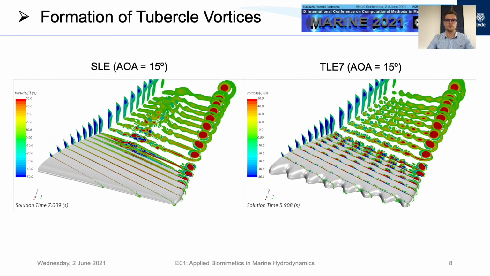The following slides show visualizations of streamwise vorticity scalars on spanwise cut planes. The very different flow profiles can be seen in this example case of SLE and TLE7 at angle of attack 15 degrees. For the SLE rudder, there is an onset of flow separation centralized on the trailing edge. The TLE rudder, in contrast, shows numerous small stall cells downstream from the troughs.